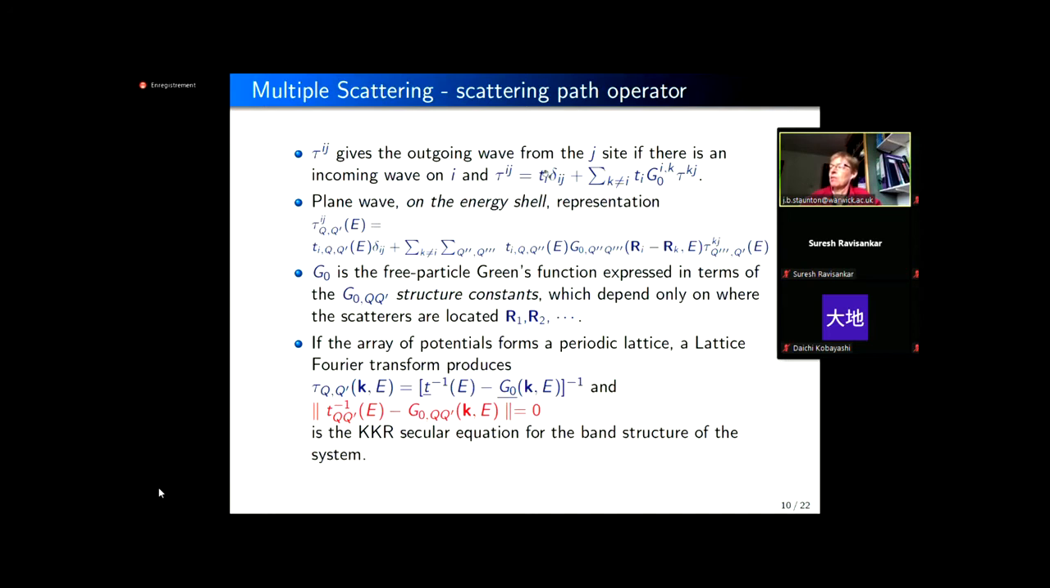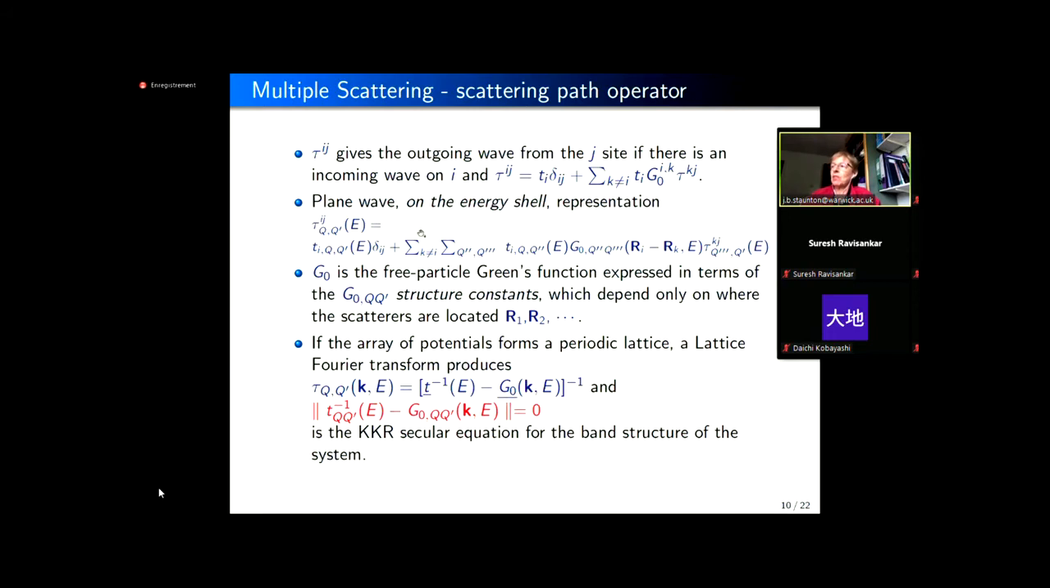And so we've got scattering, and then these G's are describing the free electron propagation from one site to another. So essentially you've got the scattering T matrices to describe the fundamentals of the potentials, and then the structure constants are just telling you where you have then placed these scatterers. And then one sets about determining the multiple scattering from the system.